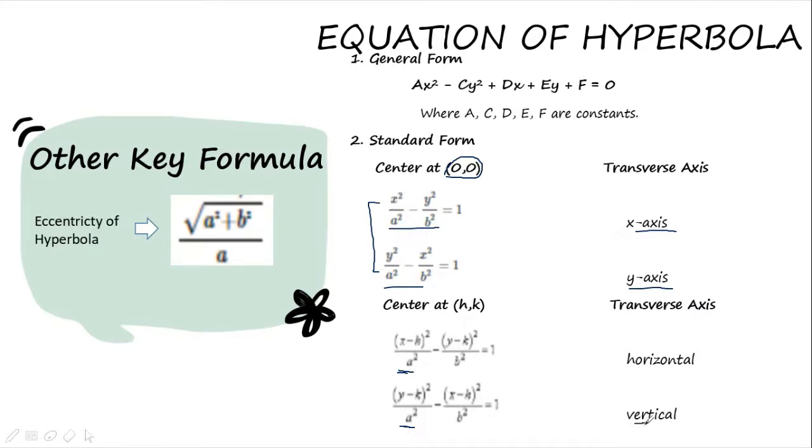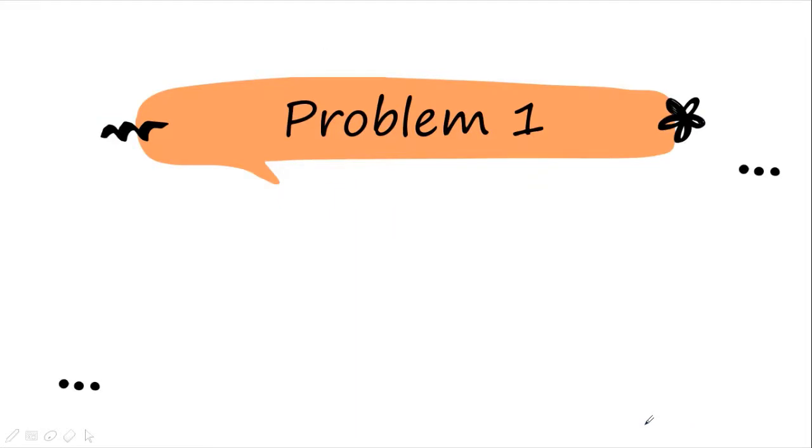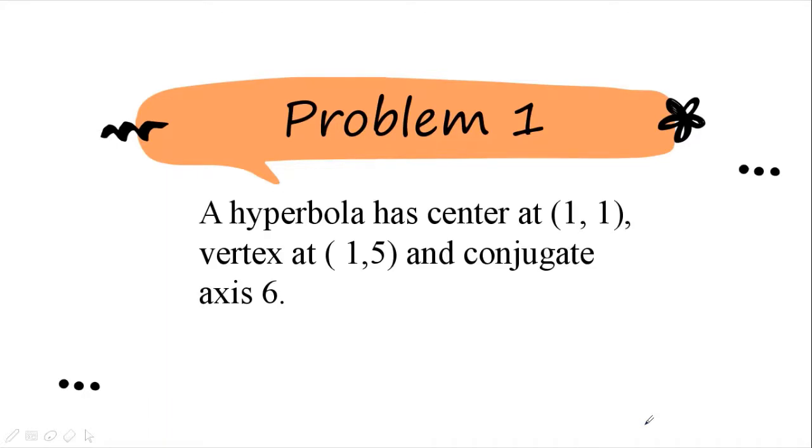Again, when we say transverse axis, this is the axis that passes through the center and the vertex of the hyperbola. Okay? So let's have problem number 1. Let's try to answer this one. A hyperbola has center at 1, 1, vertex at 1, 5, and conjugate axis 6.